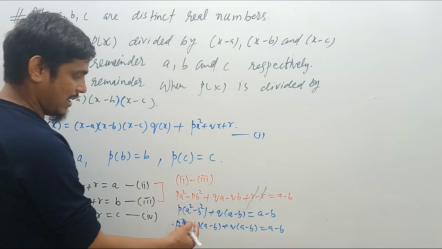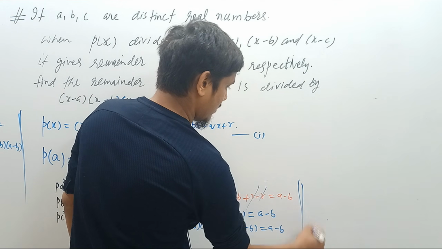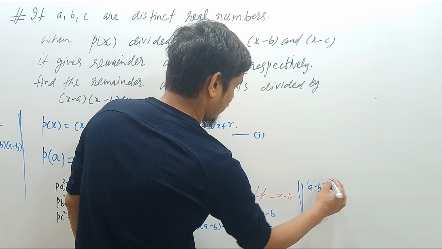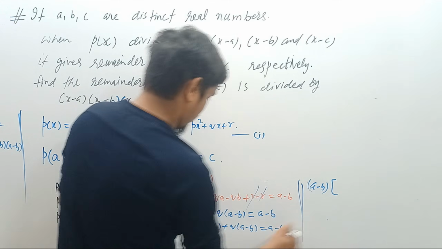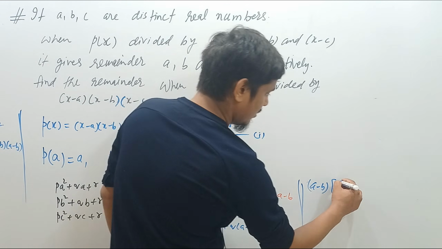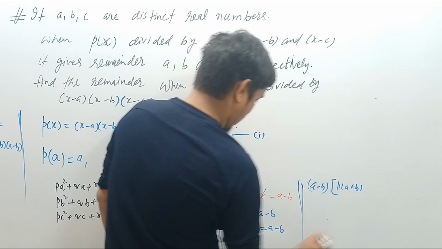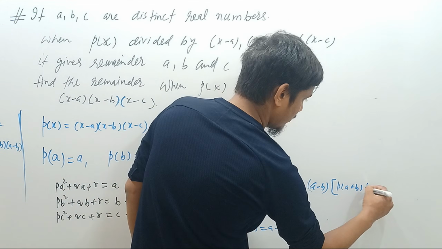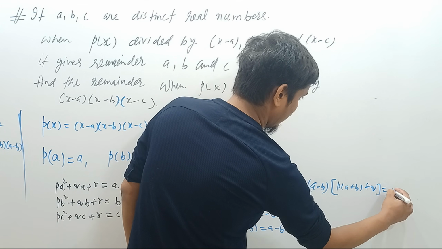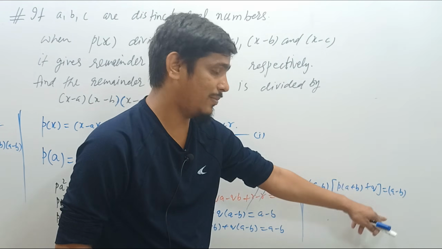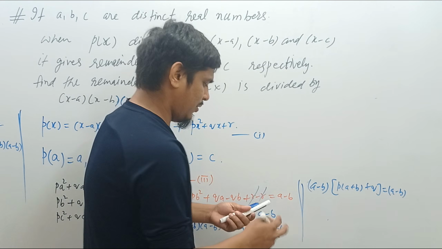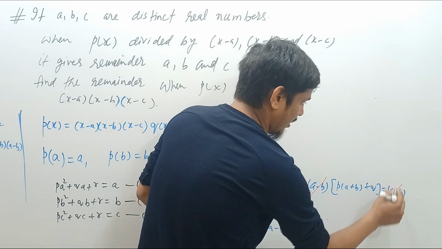Now by taking a minus b common, what will we get? By taking a minus b common, this term will be p times of a plus b, and over here plus q is equal to a minus b. Now this a minus b goes to that side in division, so a minus b over a minus b is 1, or you can directly cancel over here, so 1 times.